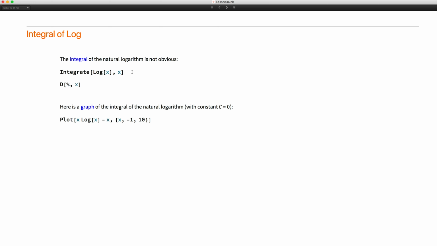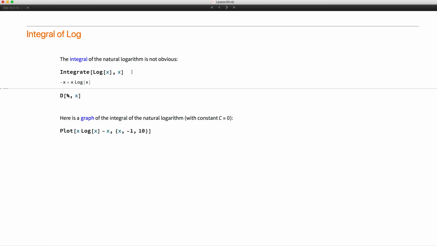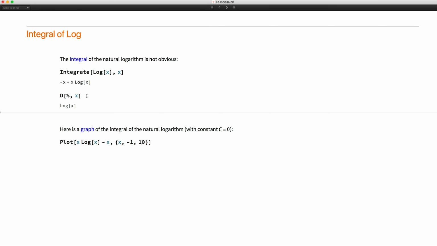How about the integral of log? Well, the integral of log is x times logarithm x minus x. Now, that's a bit hard to prove, but you can check the answer by doing a derivative and you get back the original function. So the integral of the natural logarithm is x times logarithm of x minus x. So here is a plot of the integral.